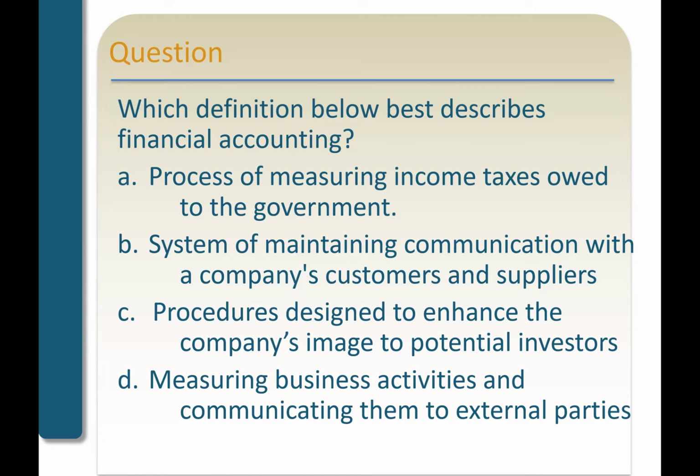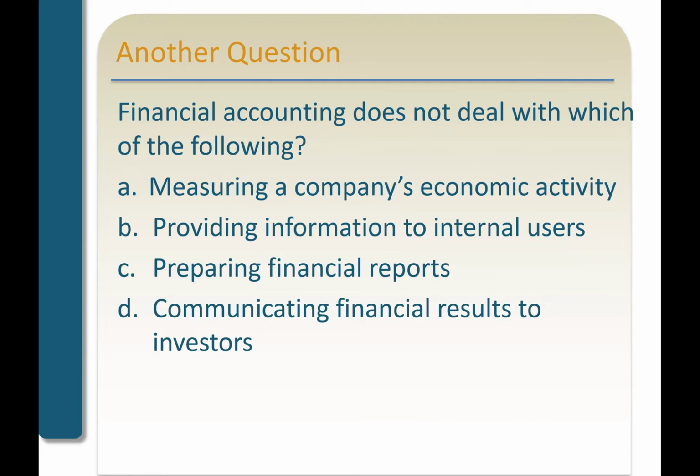D is correct. Thank you. It is D. It's measuring business activities and communicating them to external parties. You are correct. Now, what about this one? Financial accounting does not deal with which of the following? Measuring a company's economic activity. Yes, it does that. It doesn't provide information to internal users. That is the one thing it does not do. It prepares financial reports and it communicates financial results to investors. That is correct. It is B, financial accounting does not provide information to internal users.